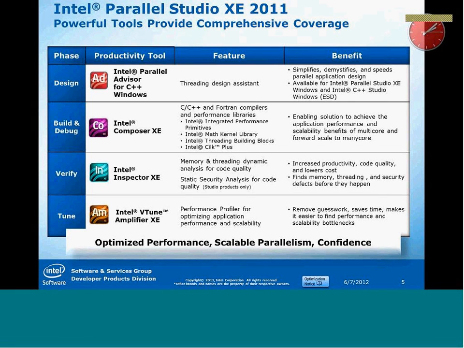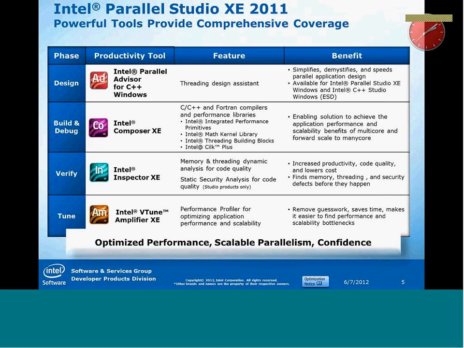There are four major components of the Intel Parallel Studio. The first one is Parallel Advisor, which is basically a threading design assistant. It guides you in finding spots to introduce parallelism in your code. The major component, which I'll be focusing on today, is Intel Composer XE.